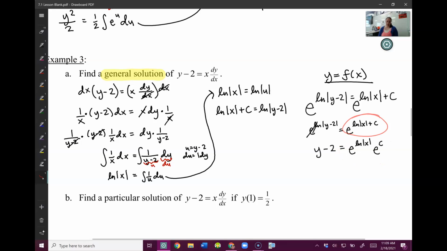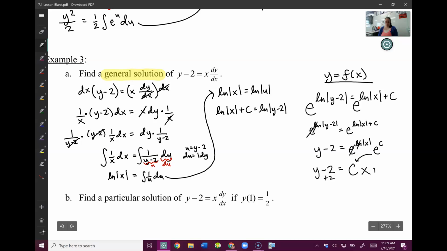So essentially what I'm saying, this is the same thing as that thing. And then instead of saying this is e to the c, I'm actually just going to change that to one big C. And that e to the ln cancels, so that e to the c turns into one big C. And then I'm left with x. And then I can add 2 to solve for y. So if it asked me to solve for y, that would be my answer.